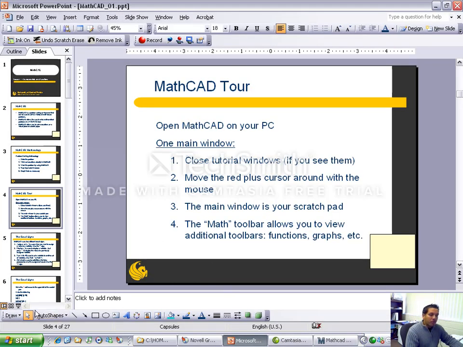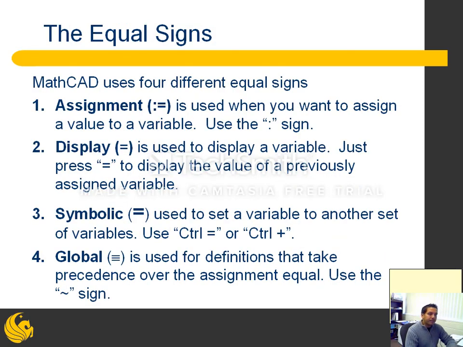So let's go back to the presentation, and let's talk about the equal signs. We're going to be talking about these equal signs for a long time, but let's just introduce them. There are 4 kinds of equal signs in MathCAD, and it's very important that we understand the basic difference between them. For the time being, we're going to be using symbols 1 and 2.